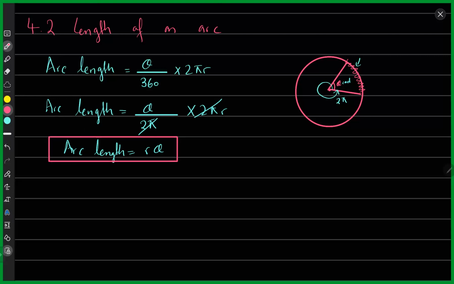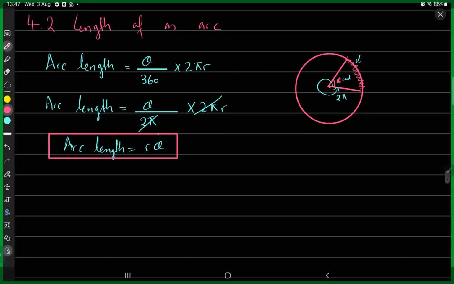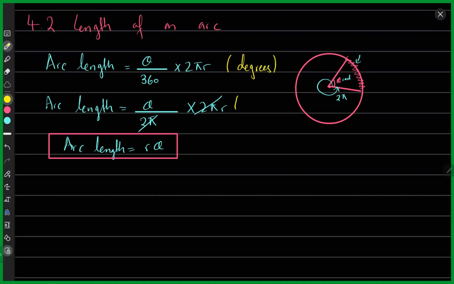You will get to see more use of this formula because it's simple. In the questions this formula would be used, given that theta is in radians. That is mandatory. Theta has to be in radians. If your theta is in degrees and you use this formula, you would get the wrong answer. So this is when your theta is in degrees and this is when your theta is in radians. That is very, very important. All right, so this is simple.